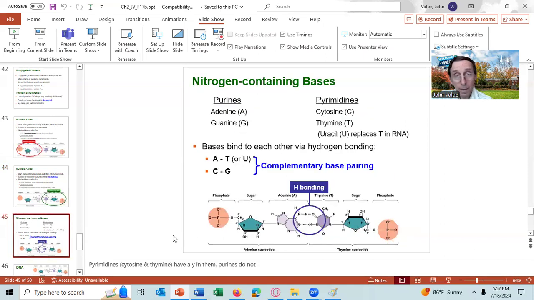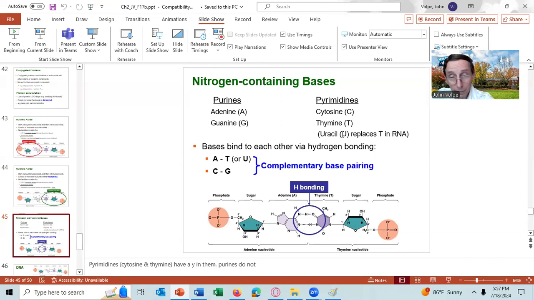The nitrogen-containing base, often just called the base, can be either a purine or a pyrimidine. For DNA, the purines are adenine or A and guanine or G, and you can learn either name, either adenine or A. The pyrimidines in DNA are cytosine and thymine.